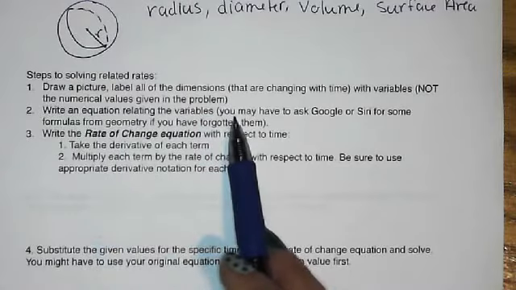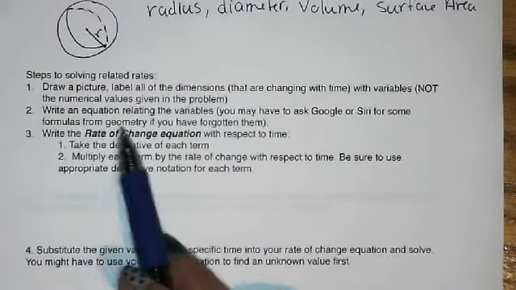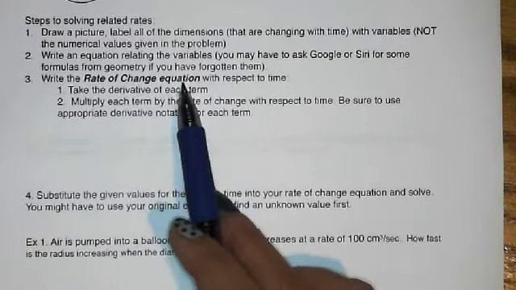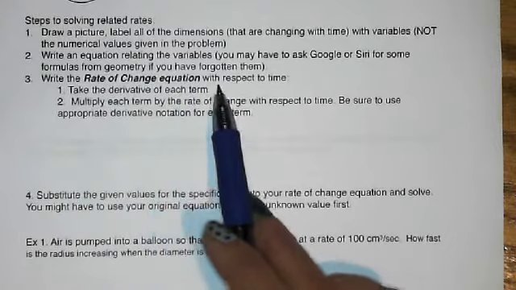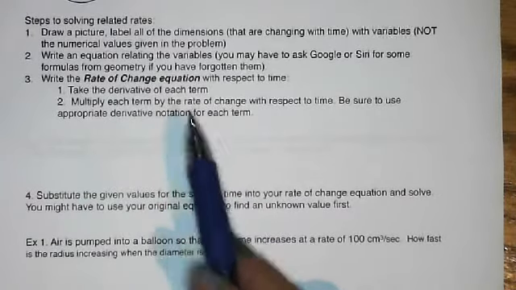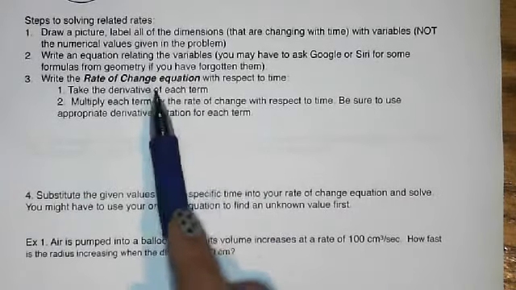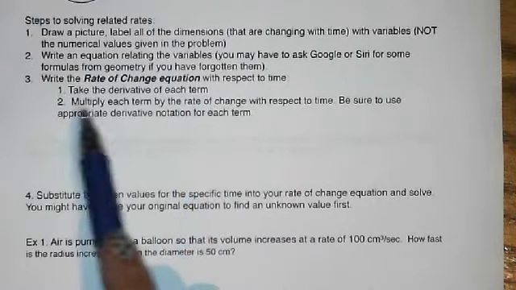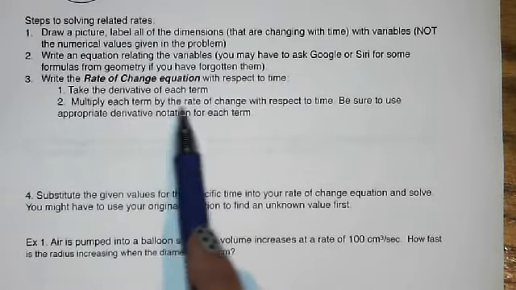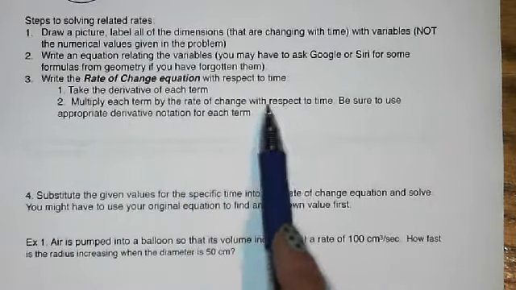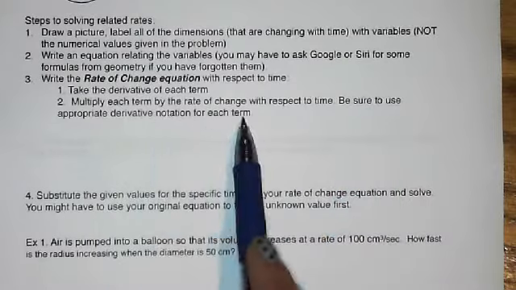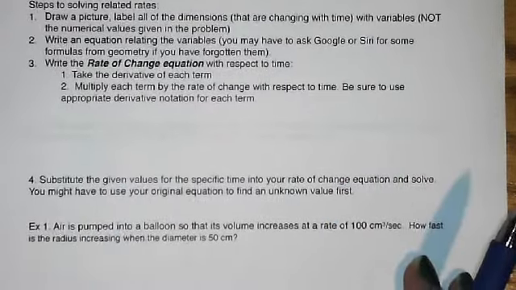Okay, write an equation relating the variables. And if you don't remember, you may have to ask Google or Siri for some of the formulas from geometry if you've forgotten them. Then you're going to write the rate of change equation. Here's where calculus comes into play with respect to time, and it's a 2-step process. So you take the derivative of each term like you normally would using all your rules. After you do the derivative of each term, this is key. Multiply each term by the rate of change with respect to time. Be sure to use appropriate derivative notation for each term. So let me show you what I'm talking about here.